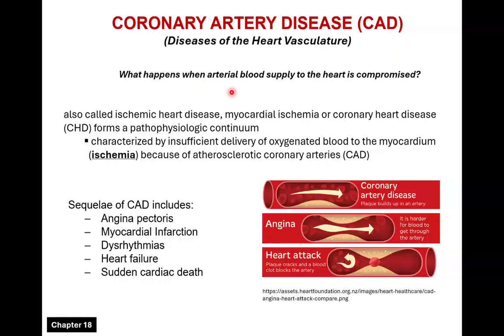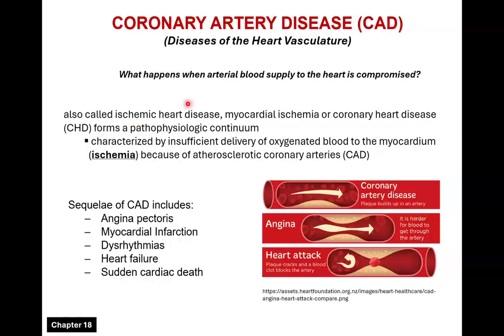So now that we know that, think about what would happen if that oxygenated blood supply is compromised. That is the idea behind coronary artery disease. That's the question we're going to be asking ourselves: what happens when that blood supply is compromised? And we're also going to take a look at some of the things that actually can lead to that blood supply being compromised.